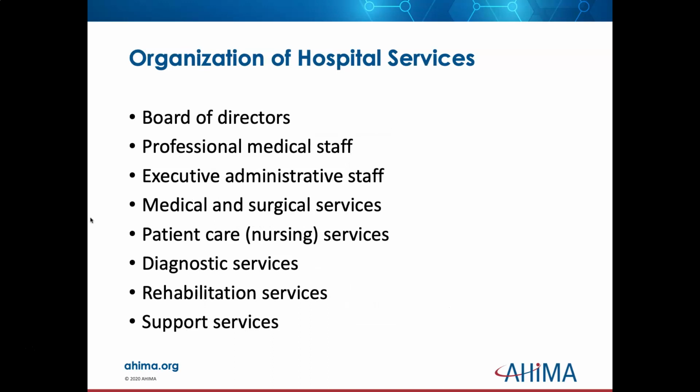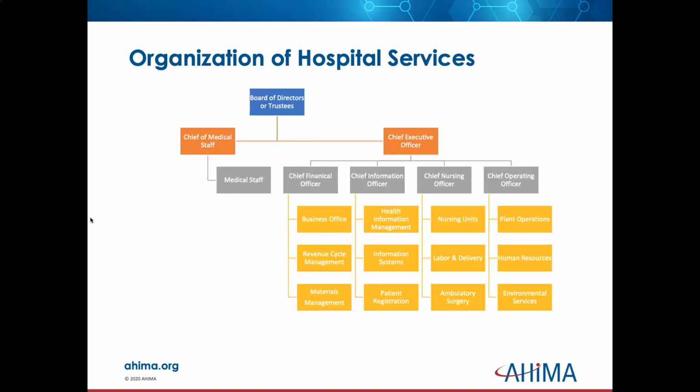Organization of hospital services: you have the board of directors, a professional medical staff, executive administrative staff, medical and surgical services, patient care or nursing services, diagnostic, rehab, and support services. This is a great visual to show you where they're located. HIM can be under the CFO, the CIO, or the COO. I have been under all of those in my career. So even though they show it under the Chief Information Officer, these days you're more likely to find them under the Financial Officer or under Revenue Cycle, but they can also be under the Chief Operating Officer.